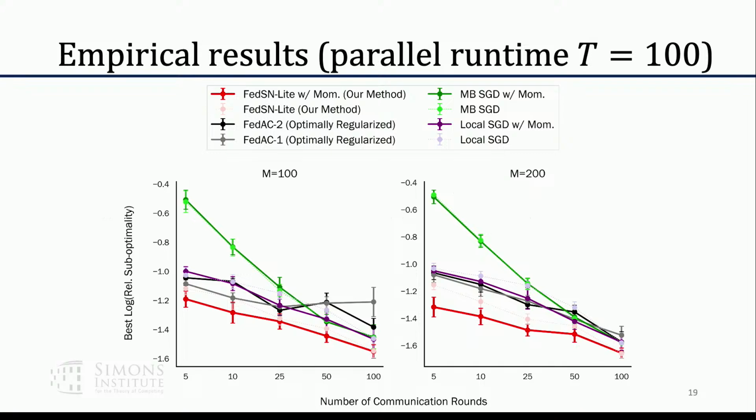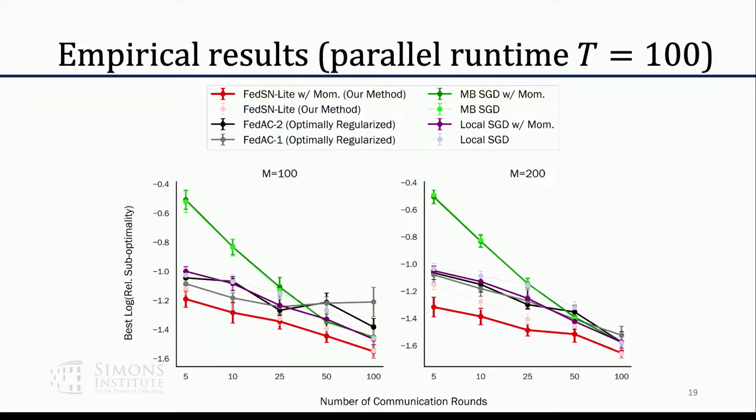Empirically, too, we see that our method does quite well. These plots are both for some fixed parallel runtime. So this means that we've fixed parallel runtime T to be 100. That means that 100 steps are taking place. And the x-axis shows the number of communication rounds. So the rightmost points of both of these plots are when we allow 100 rounds of communication, so we communicate every single step. And not surprisingly, the methods tend to do better as we get to communicate more often. So all the methods have that tendency to do better.